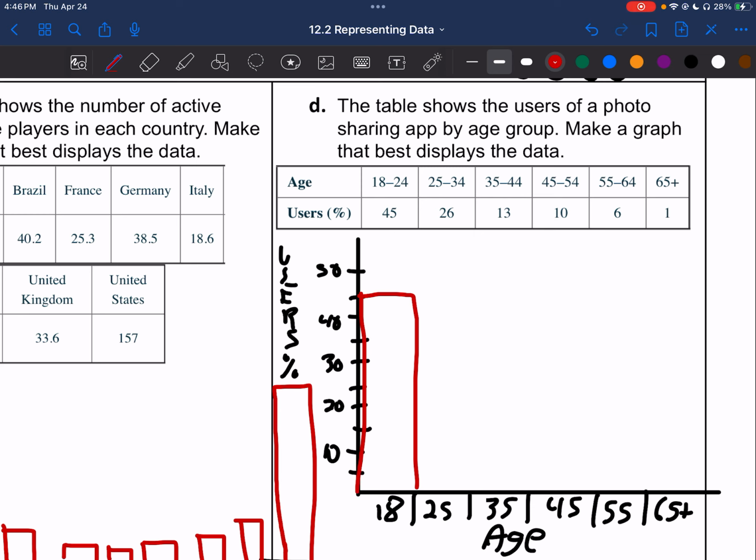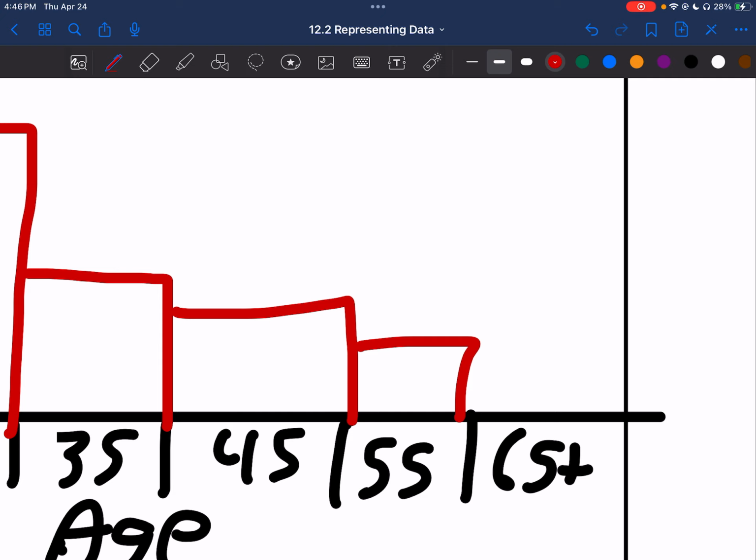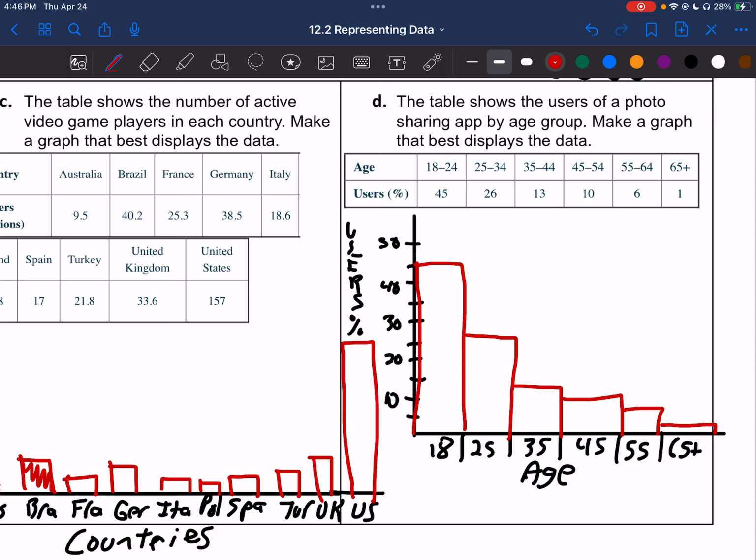And if you want to draw the bar down there, you can. 25 to 34-year-olds, you drop to 26%. 35 to 44-year-olds, we have 13%. 45 to 54-year-olds, we're at 10%. 55 to 64, we're at 6%. And then 65 plus, we could barely register, but it's going to be that. So again, you see how these graphs are butting right up against one another. There's no gap in between.